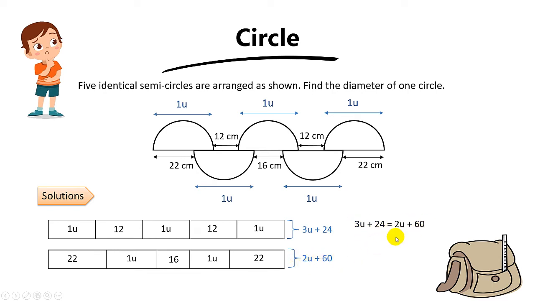Can you understand? This involves a bit of algebra, because you're using algebra to solve this equation. So you bring the 2 units over, you get 3 units minus 2 units. Then you bring the 24 over. When you bring over the plus, you get a minus. Therefore 1 unit will be 60 minus 24, which is 36 cm. That will be the diameter of one circle.